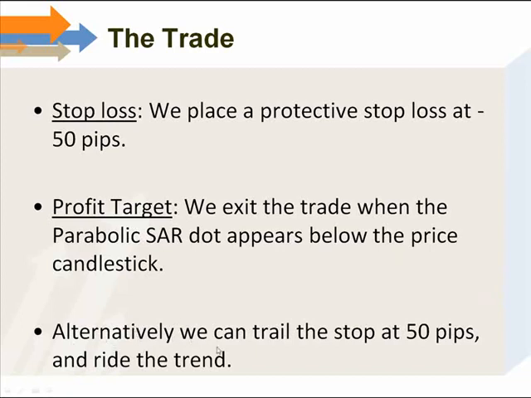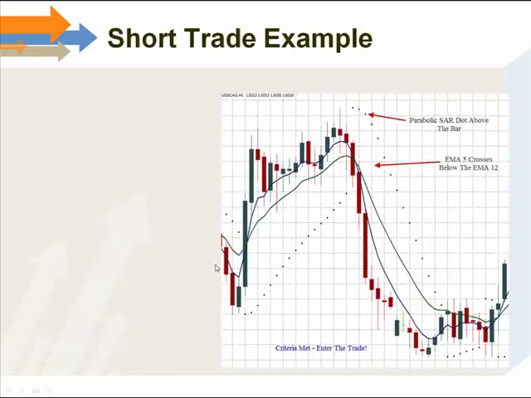Alternatively, as an alternative exit strategy, instead of exiting when the SAR dot appears below the price, we can trail the stop at 50 pips and ride the trend. When you're just starting out, this is the easy way to do it. As you gain more experience, you might want to try this alternative way of exiting the trade, as it can lead to more profits, but sometimes it doesn't, so stick with this one when you're just starting out.